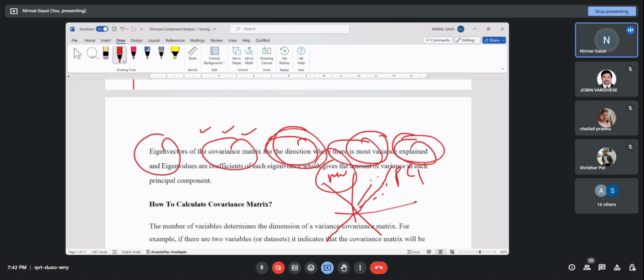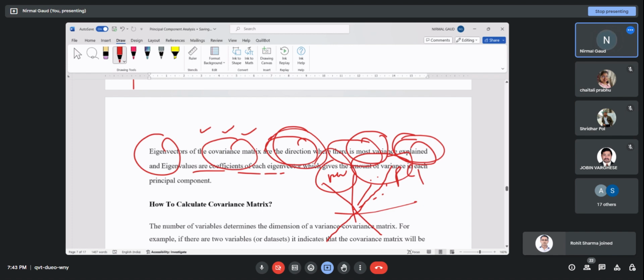Most variance is explained, and eigenvalues are the coefficient, that means the percentage or amount of the information I got along this direction, which is represented by the eigenvalue. So this is your step after calculating the covariance. You are going to find the eigenvalue and the eigenvector. तो ये vectors मुझे निकालना है जहाँ पर data I need to show.